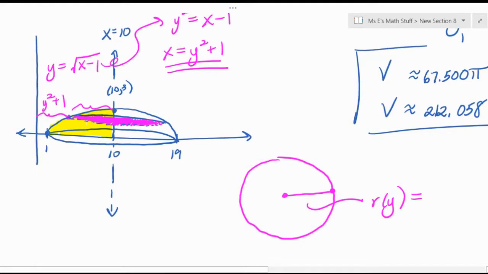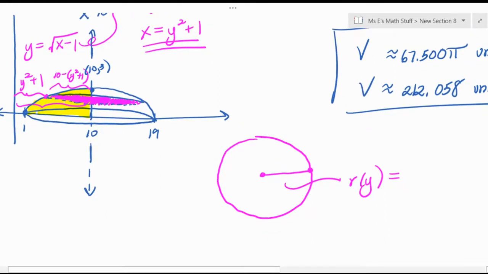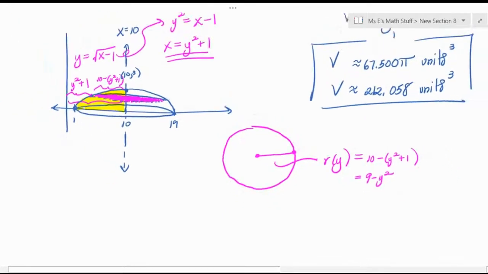So how are we going to get that? Well, we're going to take this whole distance, which looks like it's 10 units, and we're going to take off that y squared plus 1 to get the remaining piece. So it'll be 10 minus y squared plus 1 for that part right there. All right, you could simplify it or not. I'll just go ahead and show the unsimplified version. And then from there, you could, of course, simplify it. Totally up to you. Nobody really cares for these.